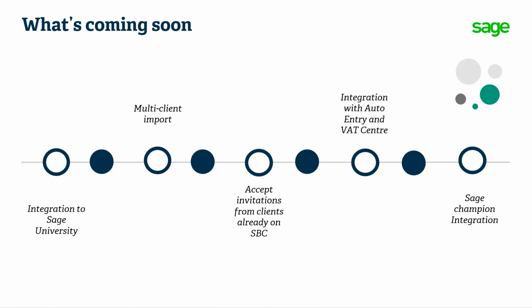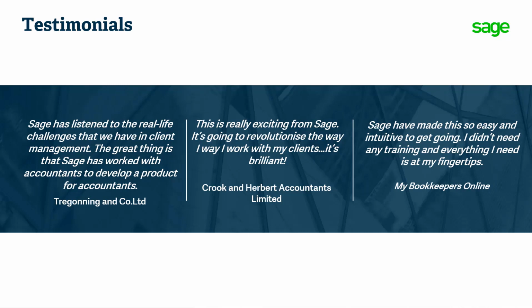Accept invitations from clients already using Sage Business Cloud, Xero, QBO, and either link into existing client records or automatically create new ones. Next, as many of you are aware, Auto Entry and the VAT Centre. We'd like to bring the integration of those into client management, as this will make it faster for you to bring in all of your invoices and statements. We'll also be bringing Sage Champions with direct access from Sage for Accountants. Complete challenges to achieve badges and earn rewards that you can redeem on the very same platform. We've been working with accountants and bookkeepers through an early adopter programme, and here's some feedback.